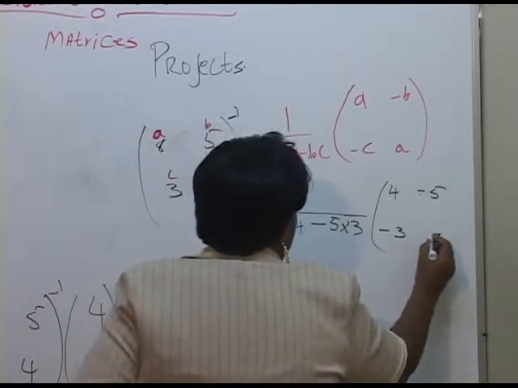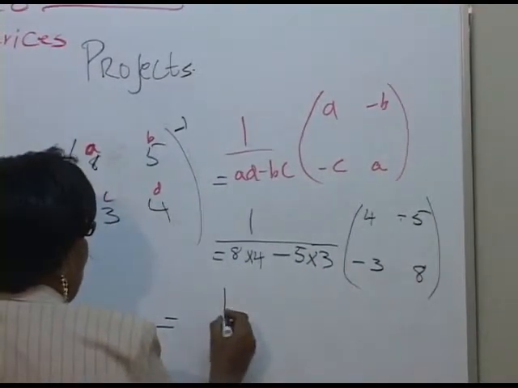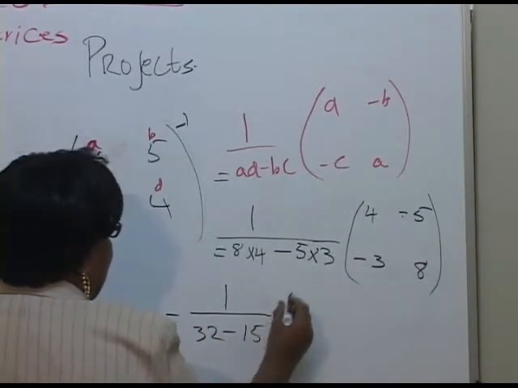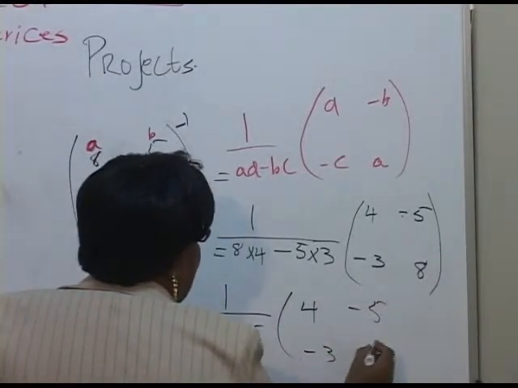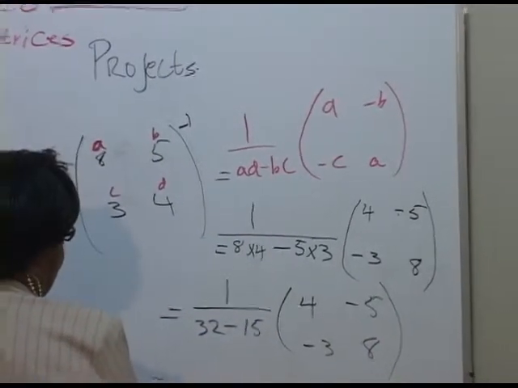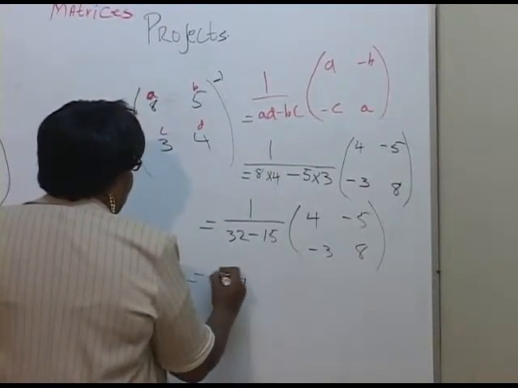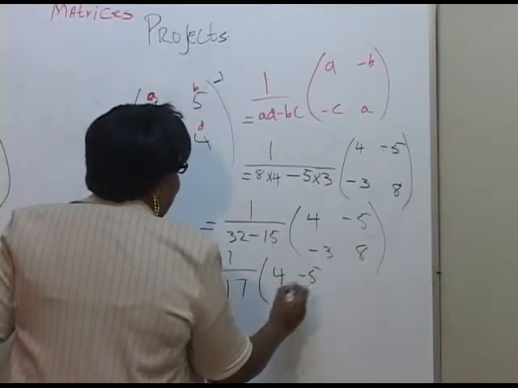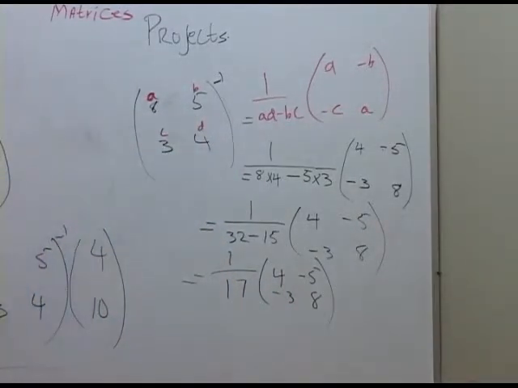All right, so we're working this out, and it is now equal to 1 over 32 minus 15, times your 4, negative 5, negative 3, 8. And so it is now equal to, and from this we can say, 15 from 32 will leave us 17. So it's 1 over 17, and it's times 4, negative 5, negative 3, 8. We don't have to go any further with the multiplication. We leave it at that.